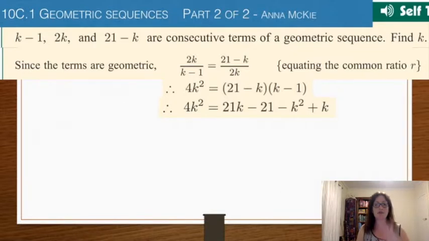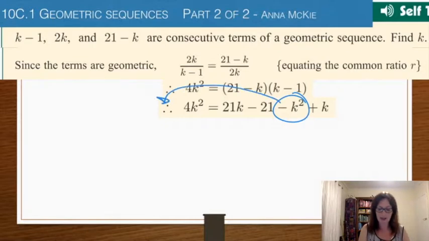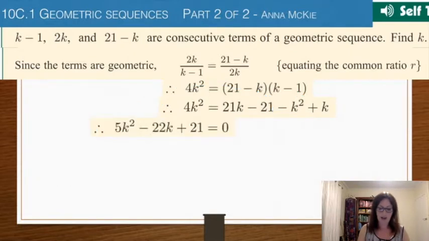Collecting like terms and rearranging so that all the unknowns are over to the left and make the right hand side equal to 0. You could do it either way around. I quite like to end up with positive values of k squared, so the coefficient of k squared is positive, which means taking that over there to add on k squared and taking everything else over as well. And we end up with 5k squared, take 22k plus 21 is all equal to 0.